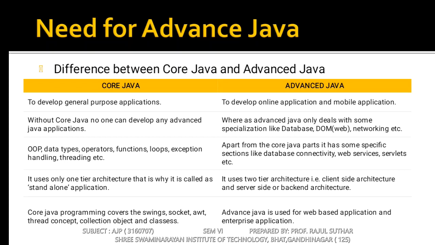Core Java programming covers sockets, AWT, Abstract Window Toolkit, and the thread concept, that is, collections of objects and classes. If we look at core Java, it covers objects and classes, the relation between objects and the relation between classes. Then advanced Java is used for web based applications and enterprise applications.